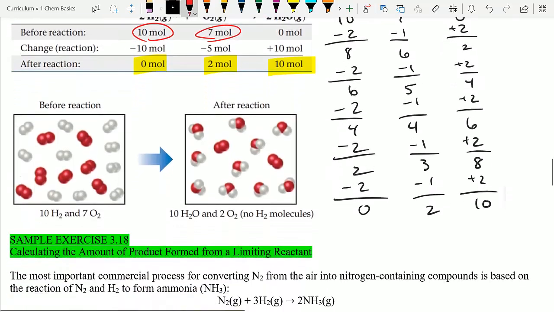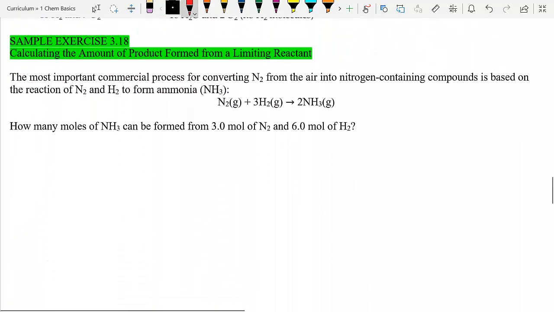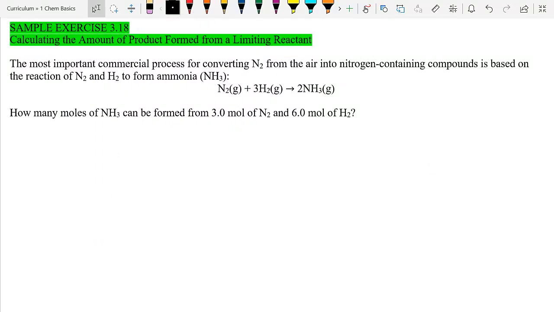Now, we're going to work through our first sample here. We're going to find how much product is formed. In the Haber process, if you take a look at this, we're going to be forming ammonia, NH3, based on nitrogen reacting with hydrogen gas. So our question is, how many moles of NH3 could be formed from 3 moles nitrogen, 6 moles hydrogen? So what we've got to do is this.